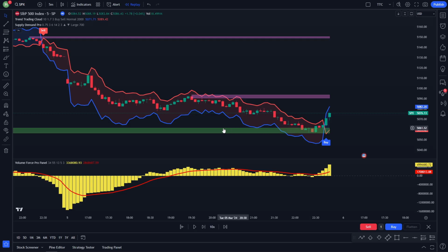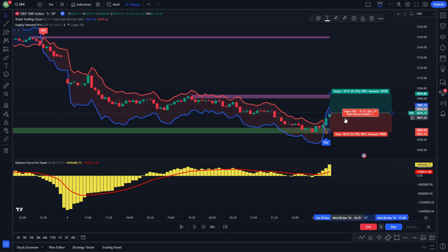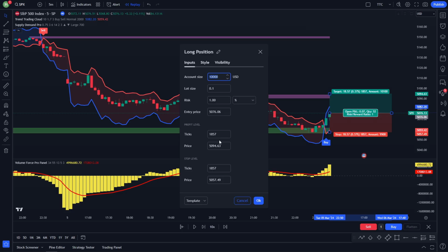Now, from the chart, we can see that price action is rejecting away from a demand zone that is marked in green. Then we see a bullish breakout that the trend trading cloud has identified as the start of a bullish trend. Once we get the buy alert, we can take a look at the Volume Force Pro to ensure we have enough volume for the trade to play out. For this, the histogram needs to be above 0 and also above the average line. Once all of these criteria are in place, I will enter my buy trade. For the buy trade, I will place my stop loss below the demand zone and aim for 1.5 times the return.